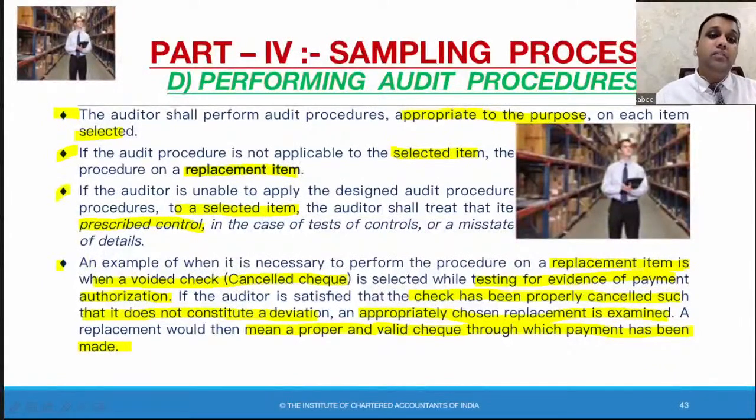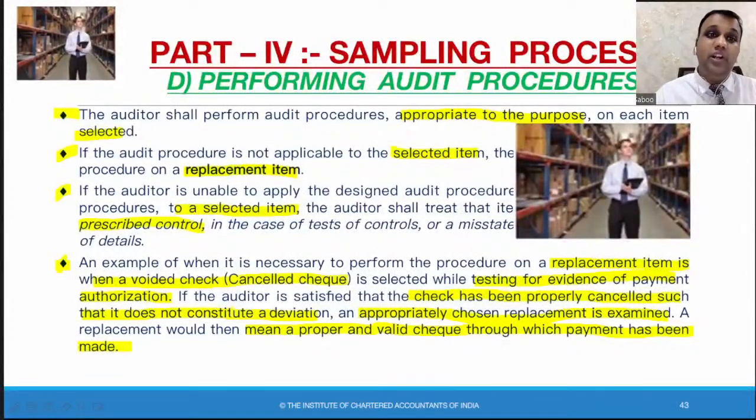So the auditor wants to apply procedures on the checks. If he has applied his procedure on a cancelled check, he selected a cancelled check while testing for evidence of payment authorization. If he is satisfied that a check has been properly cancelled, it does not constitute a deviation, he'll check for another replacement item further. So he'll go for a valid check. So the payment is being made through a valid check or not.